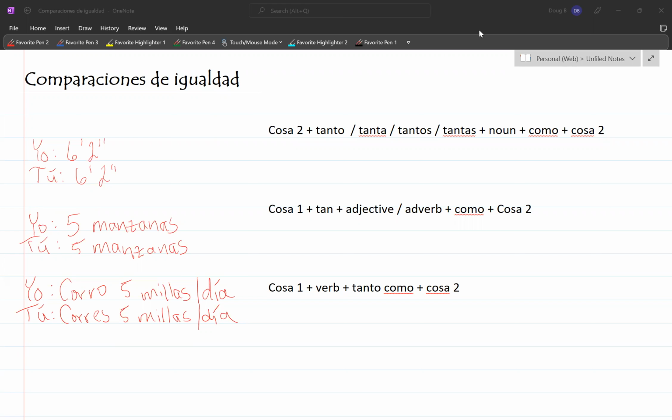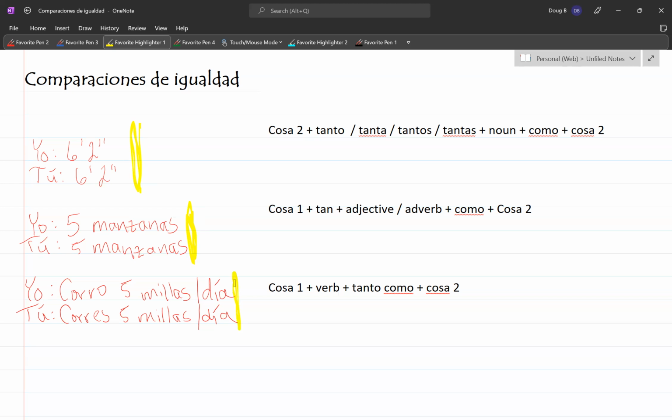For example, say I'm 6'2", and in walks a student who is 6'2" also. And I look at the student and go, wow, you're tall. You are as tall as me. Or maybe we're comparing the things we have. For example, I have 5 apples. You have 5 apples. We have enough apples to make a pie. You have as many apples as I do.